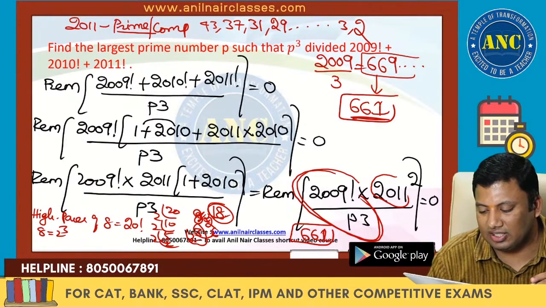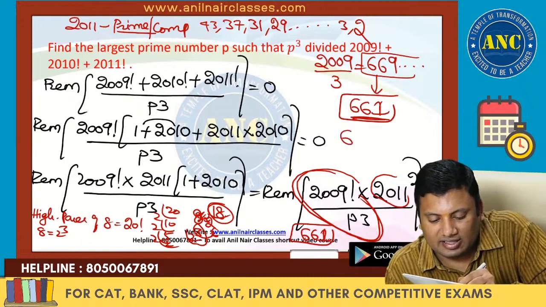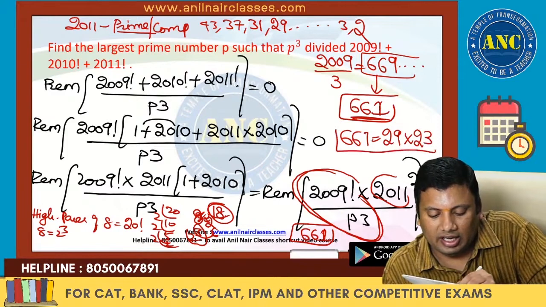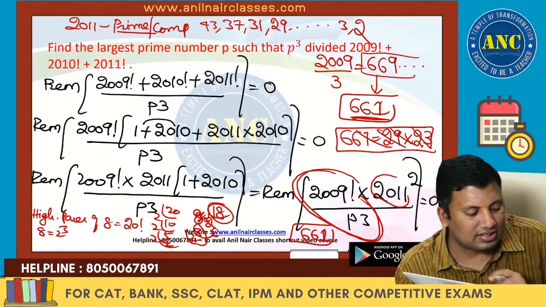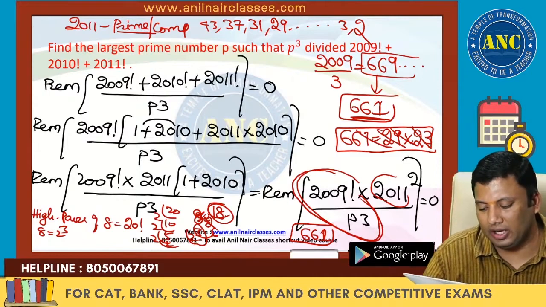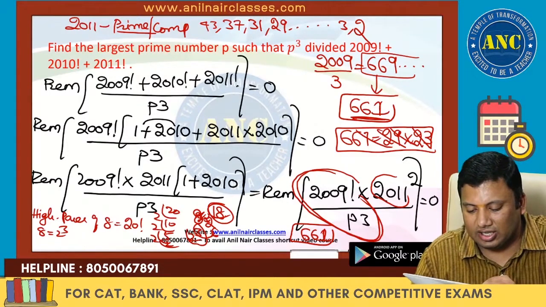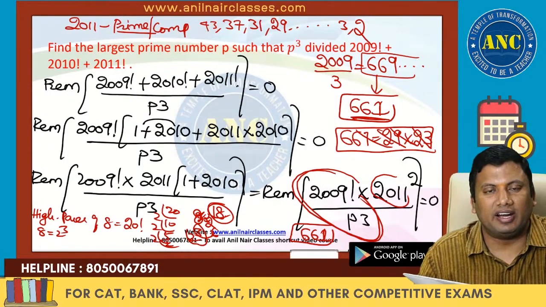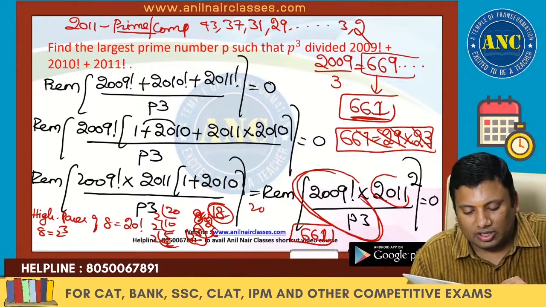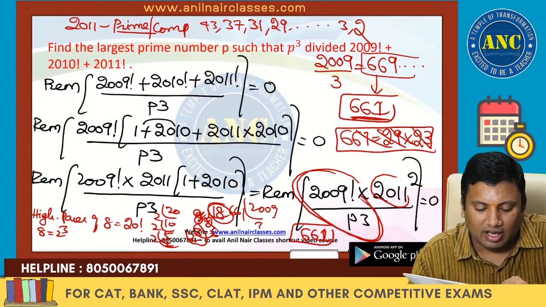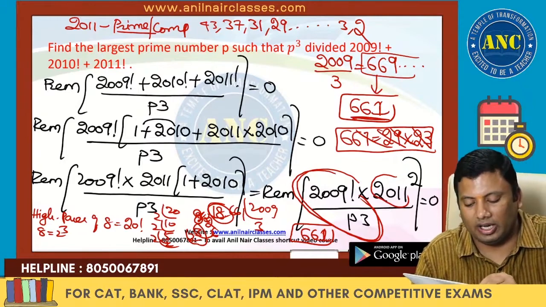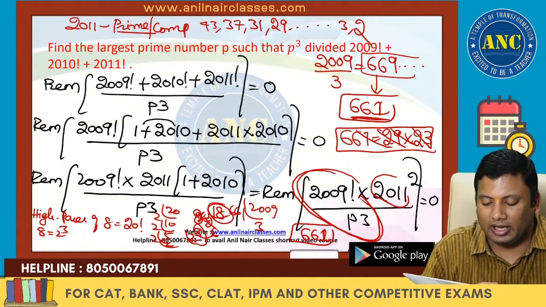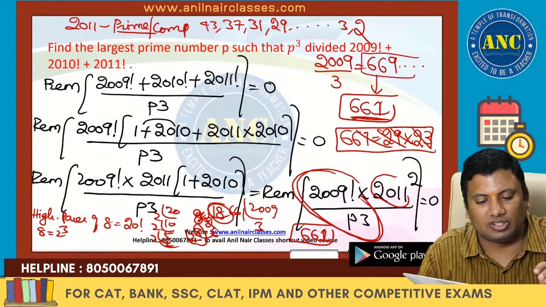So answer is 661. 667 is not a prime number. It is 29 into 23. So answer is 661. I hope the idea is clear. So 661 is the largest prime number which will divide this number. Why? Because when I divide 2009 by 661, it goes 3 times. It cannot go 4 times. 661 power 3 divided by 661 power 3, they both will be cancelled. So the answer is nothing but 0.